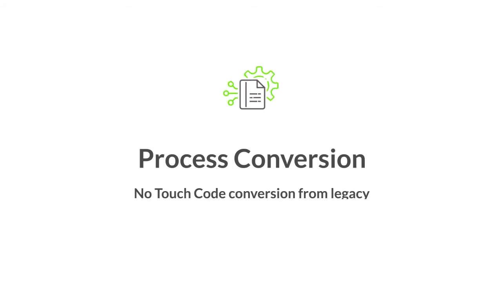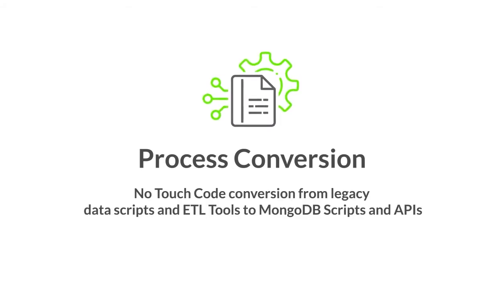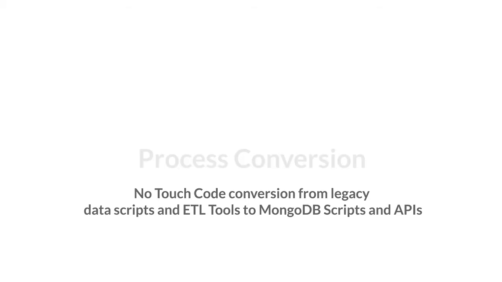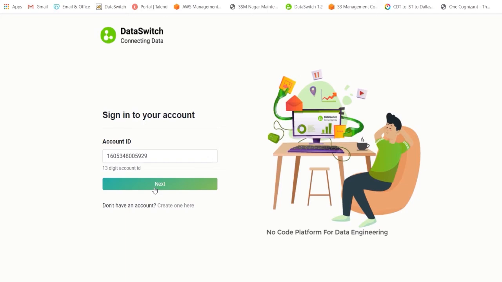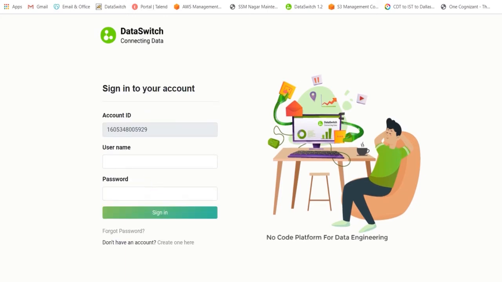After having designed a data pipeline that can be deployed into the MongoDB system, the process converter allows you to incrementally add data based on the new schema. Let's take a deep dive into how the process converter works.